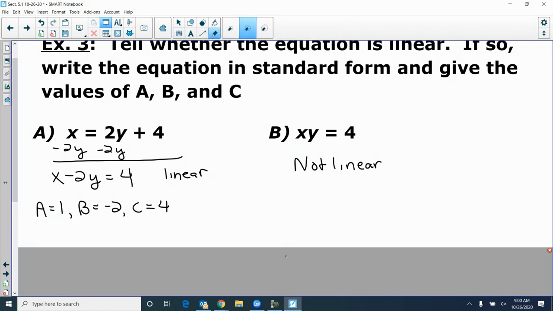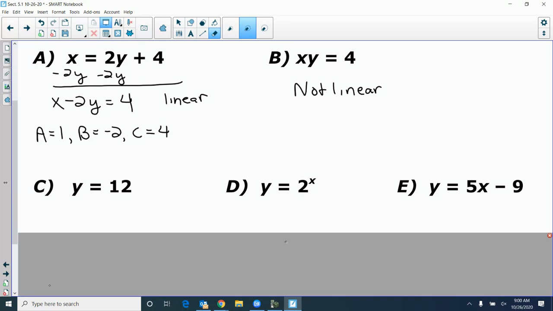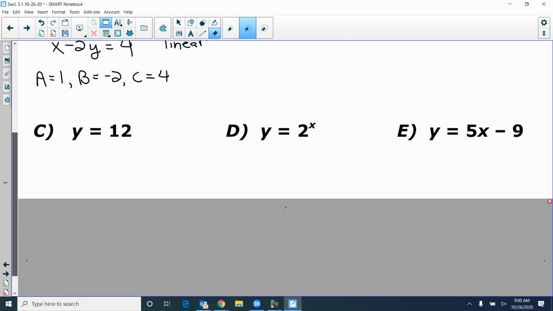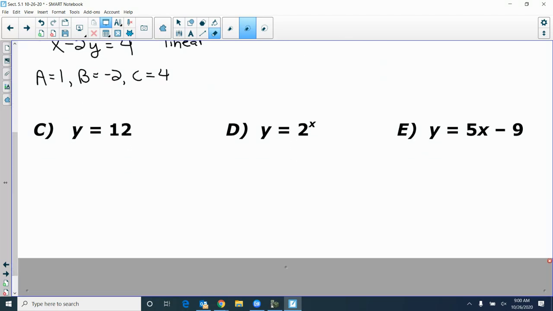All right, what about C? This is your equation for C. Oh, this is like a trick question. C is y equals 12. This is kind of unfair. Agreed. This is not fair. I apologize. Zach? It's linear. All right, it is linear.